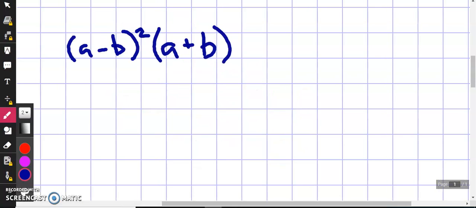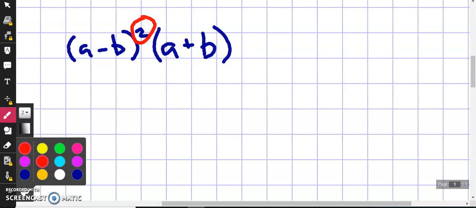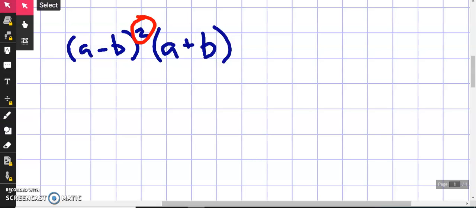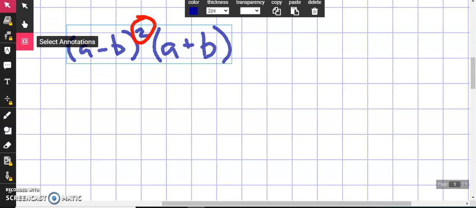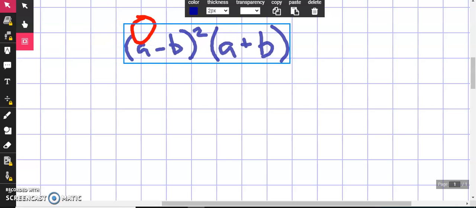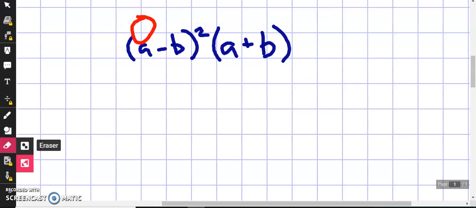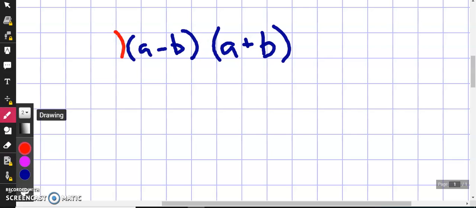All right, and so for our final example, we're just going to put everything together. So I've got a minus b squared times a plus b. And so we remember that the exponent means I need an extra copy of the first set. So we're going to need an extra a minus b.